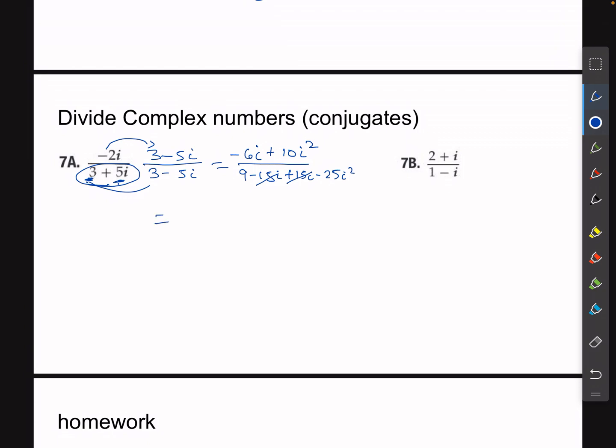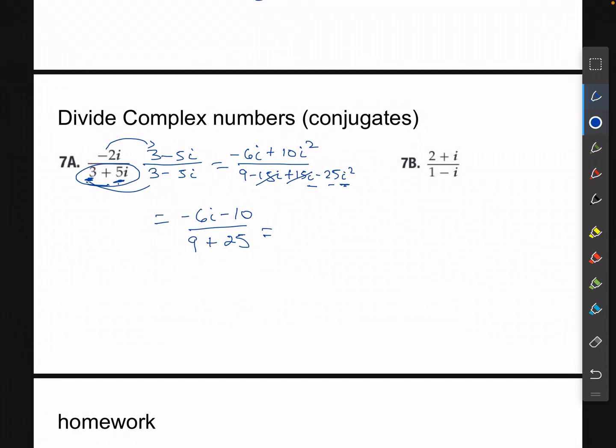Okay, this now will simplify. Negative 6i stays the same. 10i squared, i squared is negative 1, so this just becomes minus 10. Okay, over 9 minus 25i squared. Well, 25i squared is the same thing as negative 25 because this is negative 1, right? So it's 9 plus 25, because negative 25i squared is just negative 25, which is positive 25. All right, so this becomes 9 plus 25.